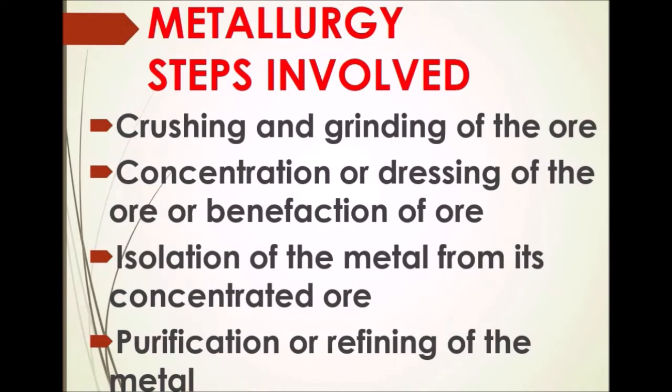The first one is crushing and grinding of ore. Usually, the ore occurs as huge lumps in nature. Now, they are broken down into smaller pieces with the help of crushers or grinders, and these pieces are later reduced to fine powder with the help of a ball mill or stamp mill. This process is also called pulverization. So basically, in the first step of extraction, the huge lump of ore is converted into fine powder by crushing and grinding. The second step is concentration or dressing of ore or benefaction of ore.